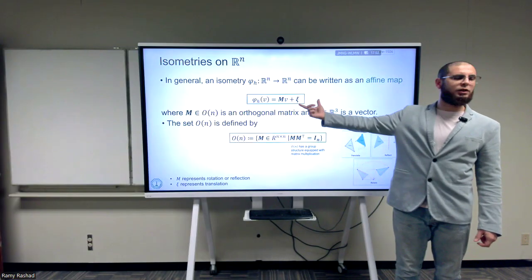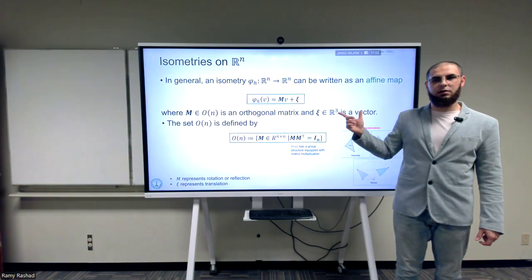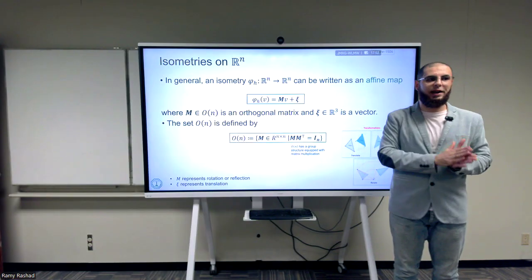What did we call this map before? Does anyone remember? An affine map. Is it linear? It's not linear. It's an affine map. Okay.